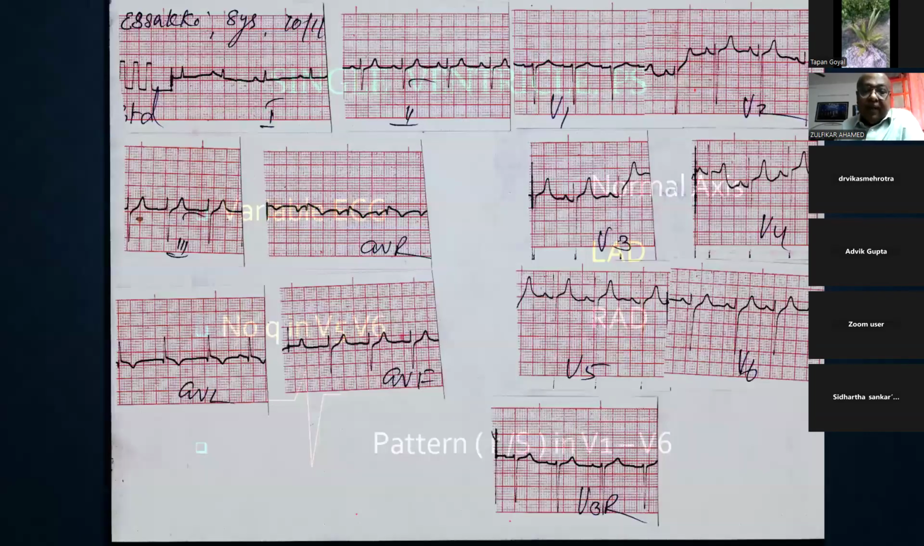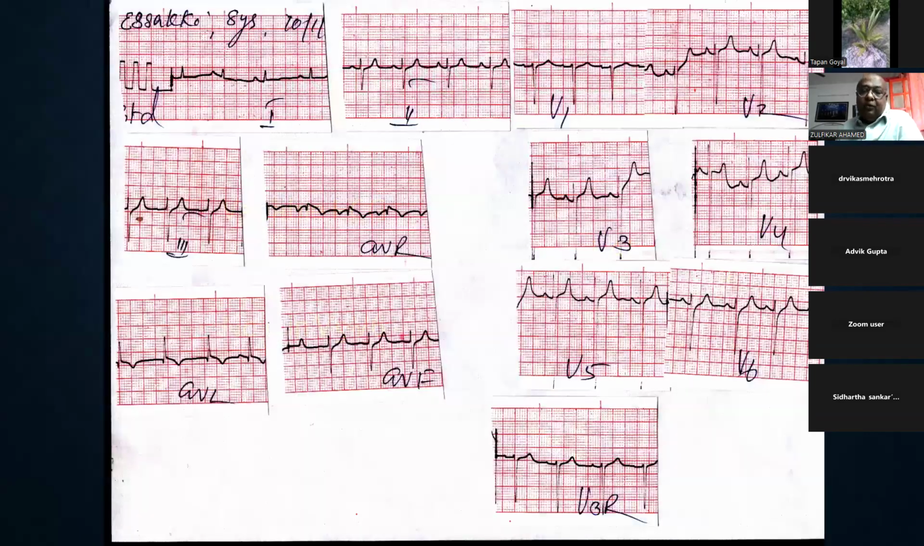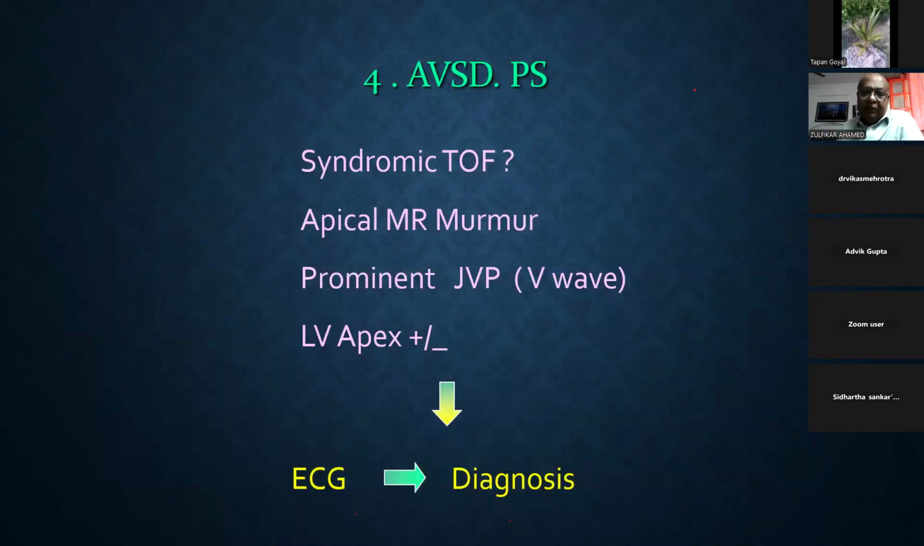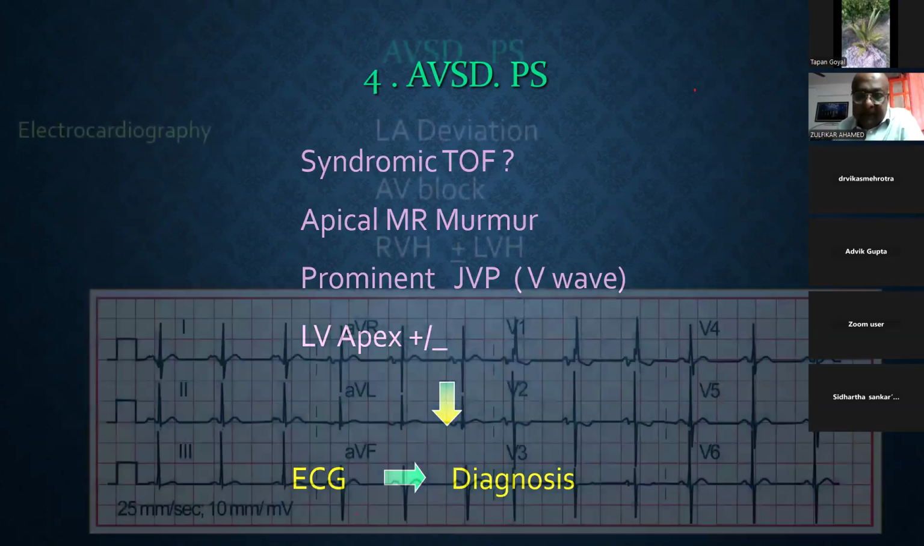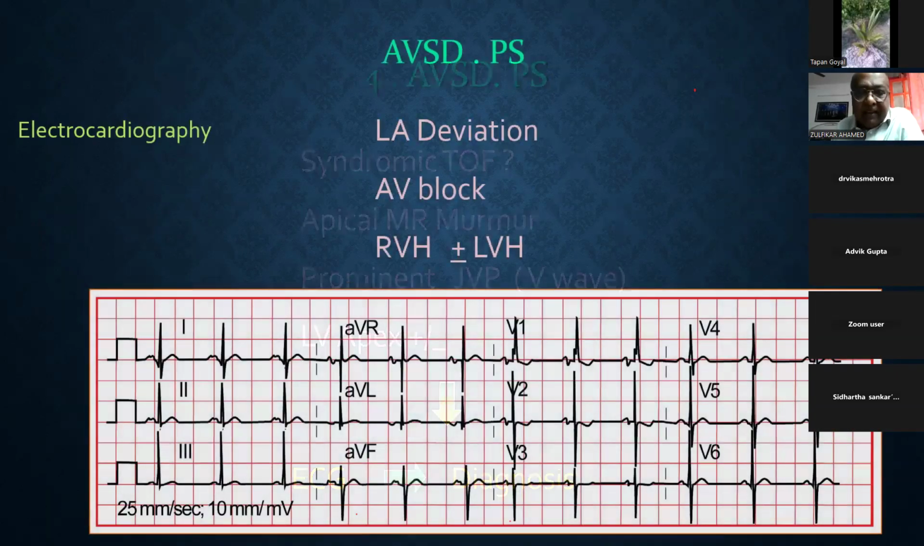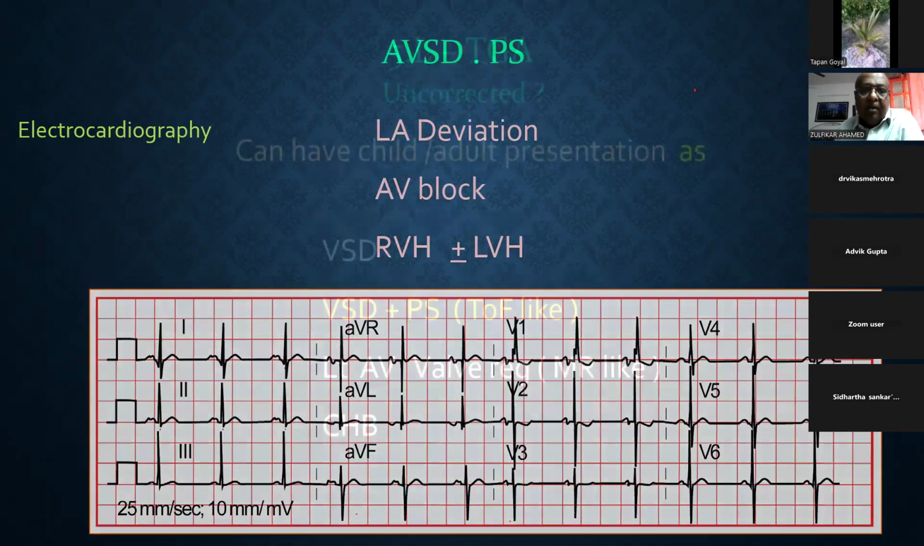Then AVSD with PS. Whenever you encounter an AVSD with PS, you should think of Down syndrome. We should look for an apical MR murmur and a prominent JVP. And the ECG is going to be very, very important because the ECG will show a left axis deviation, left axis deviation with some degree of atrioventricular block.